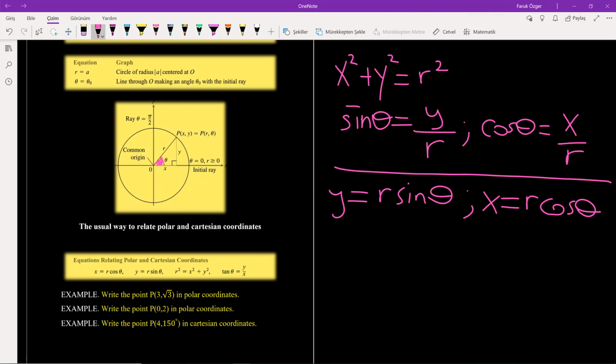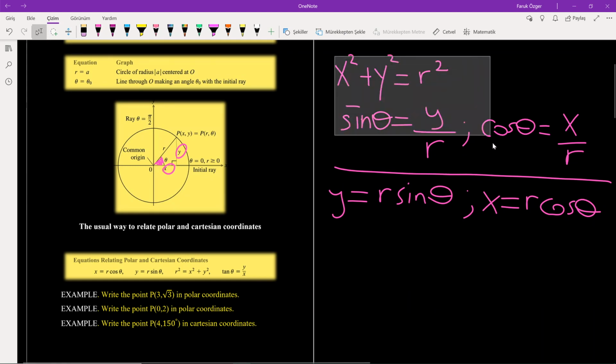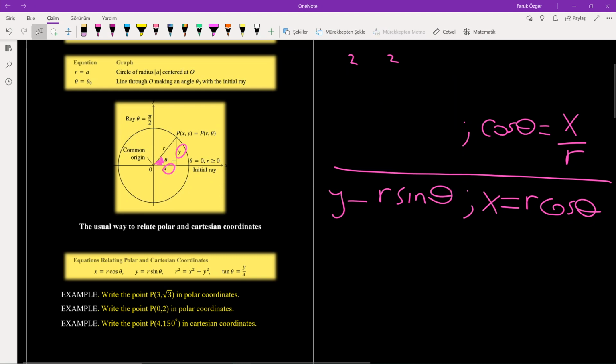And tangent theta is equal to, of course, y over x. It is also a known formula. So we have four equalities. We will use all these equalities in the problems of double integrals. In the next videos, we will solve double integrals in polar coordinates, and I will explain why we prefer to solve double integrals in polar coordinates.